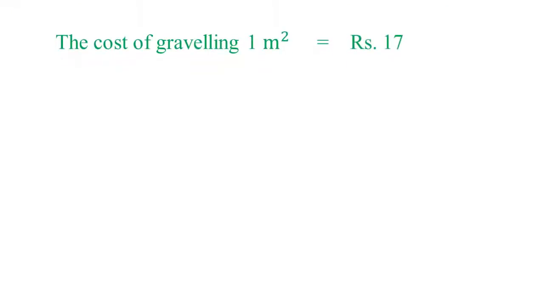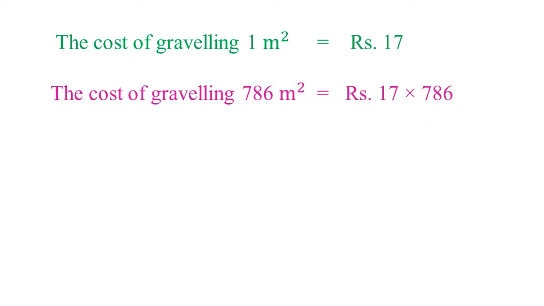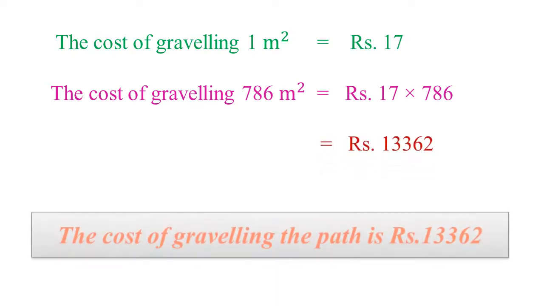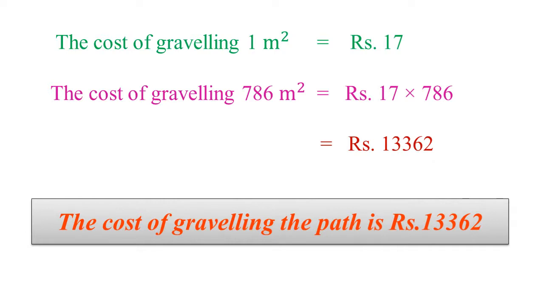Then find the cost of travelling at a rate of rupees 17 per meter square. The pathway is 786 meters square. The cost of travelling 1 meter square equals rupees 17. The cost of travelling 786 meters square means we get rupees 17 into 786. We have to multiply. We get 13,362 rupees. The cost of travelling the path is rupees 13,362.